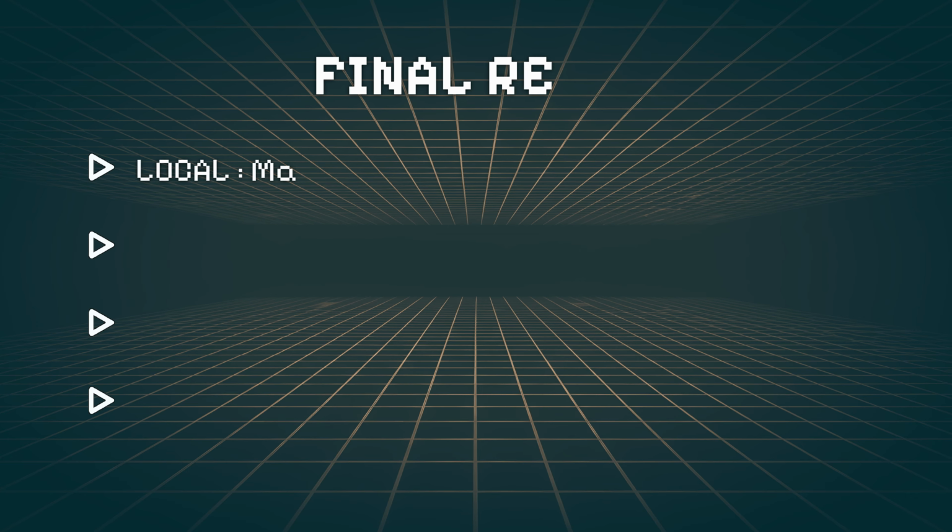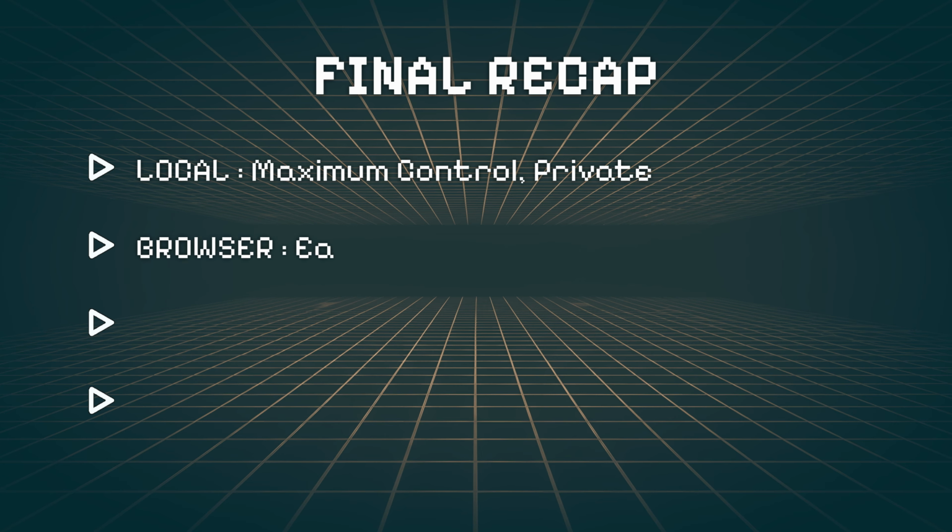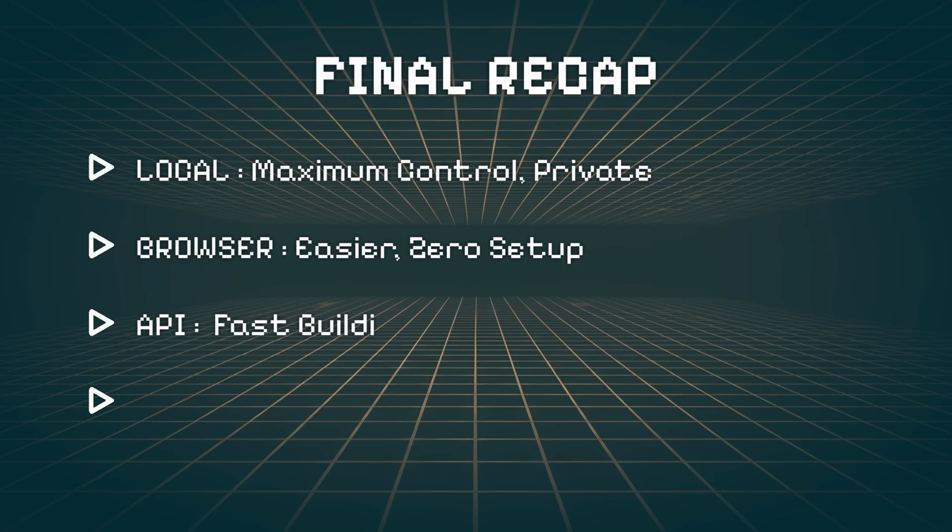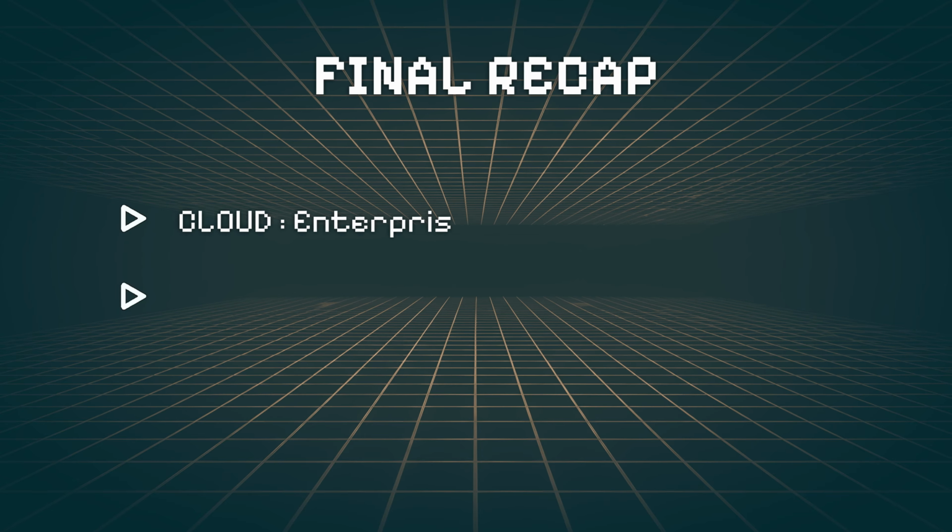Final recap. Let's simplify everything into one mental model. Local is maximum control, and it's private. Browser is the easiest and has zero setup. API is very fast building with minimal effort. VPS will give you full ownership and is extremely scalable. And then cloud and edge, they are enterprise-level scale and they are the future of AI apps. The biggest misconception is that open source AI is hard.